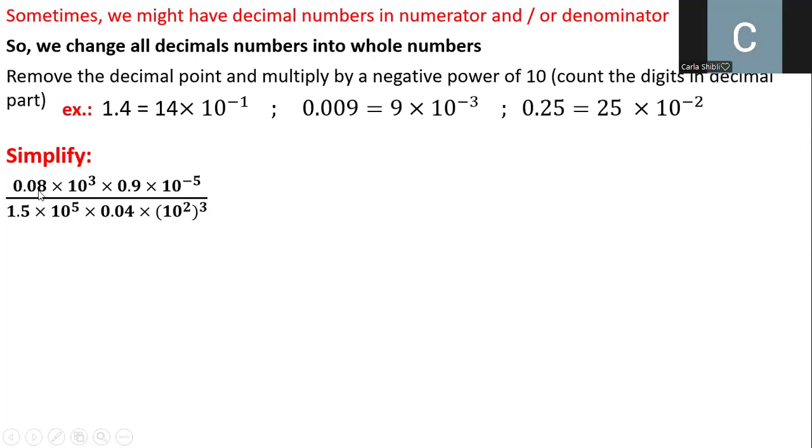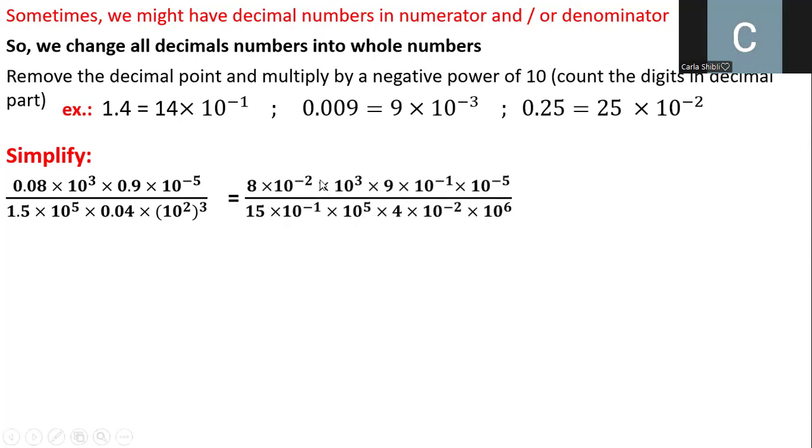Let us start. 0.08, to change it from decimal to whole, I write 8. How many digits do I have? 2. So I multiply by 10 to the power negative 2. 0.9, I have 1 digit, so I write 9 times 10 to the power negative 1. 1.5, so I write 15 times 10 to the power negative 1. 0.04, I write 4 times 10 to the power negative 2. This is how I did it. 10 to the power 6, because 2 times 3 is 6.